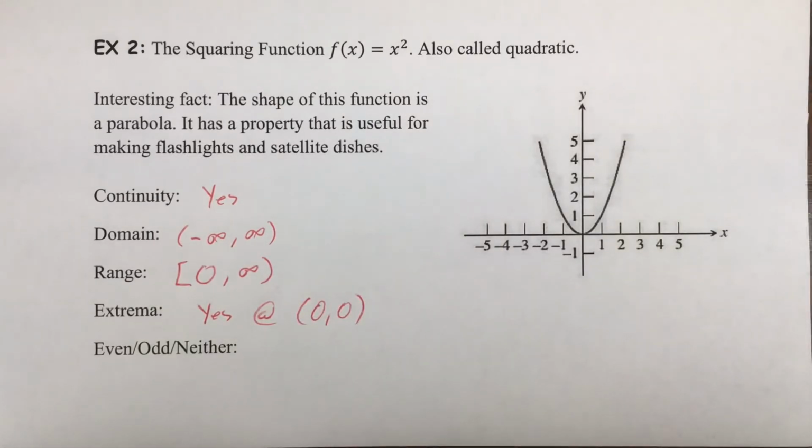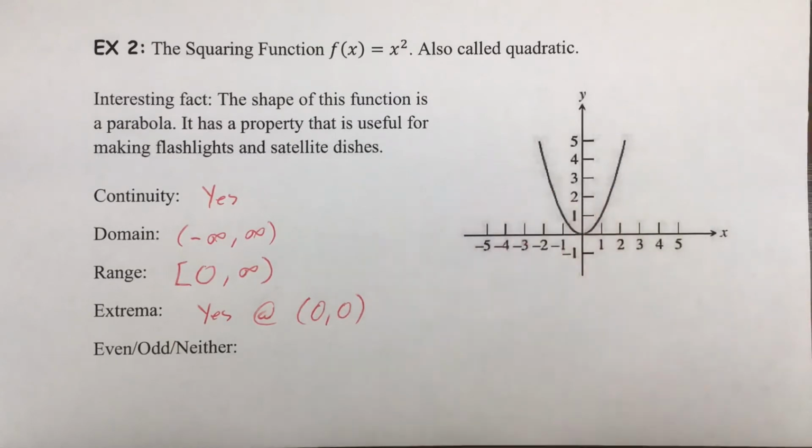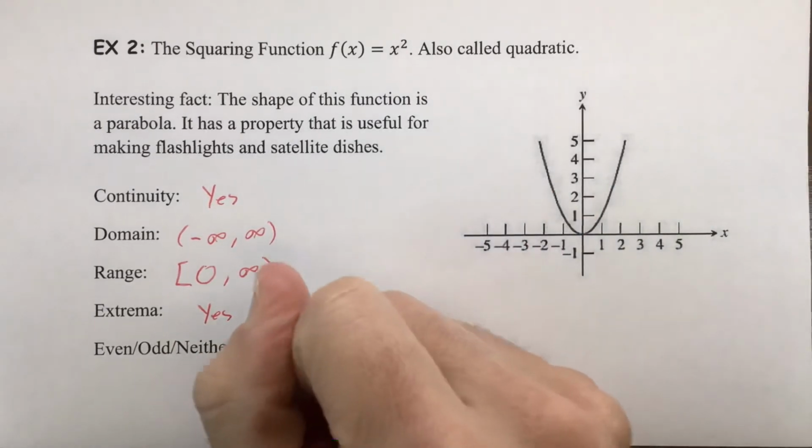Is the function even, odd, or neither? This function is even. It is reflective. It is symmetric about the y-axis. The right side looks identical to the left side around the y-axis. This is even.